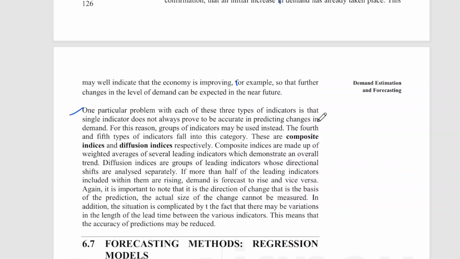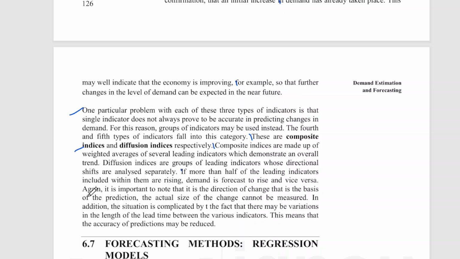One particular problem with each of these three types of indicators is that a single indicator does not always prove to be accurate in predicting changes in demand. For this reason, groups of indicators may be used instead, and the fourth and fifth types of indicators fall into this category, and these are composite indices and diffusion indices respectively. Composite indices are made of a weighted average of several leading indicators which demonstrate an overall trend. Diffusion indices are a group of leading indicators whose directional shifts are analyzed separately.